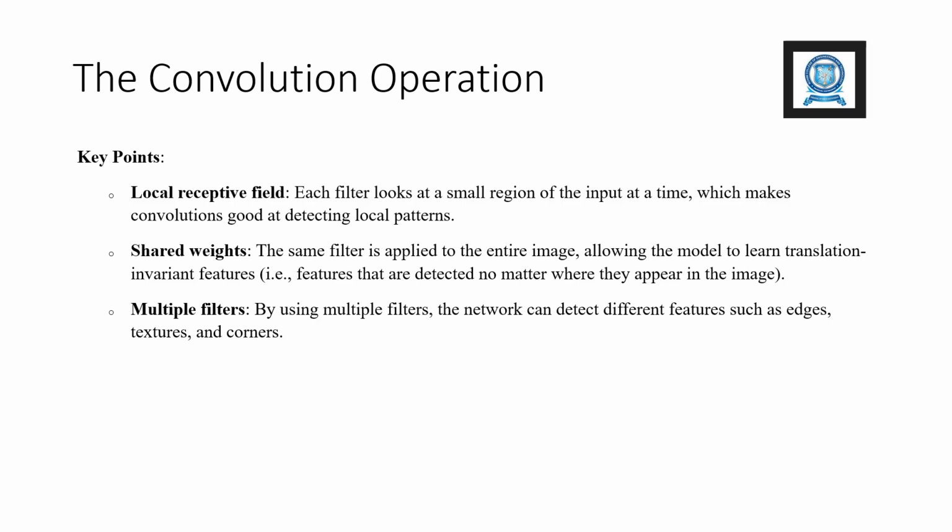The key points in the convolution operation are: Local receptive field. Each filter looks at a small region of the input at a time, which makes convolutions good at detecting local patterns. Shared weights. The same filter is applied to the entire image, allowing the model to learn translation invariant features, that is, features that are detected no matter where they appear in the image. Multiple filters. By using multiple filters, the network can detect different features such as edges, textures, and corners.